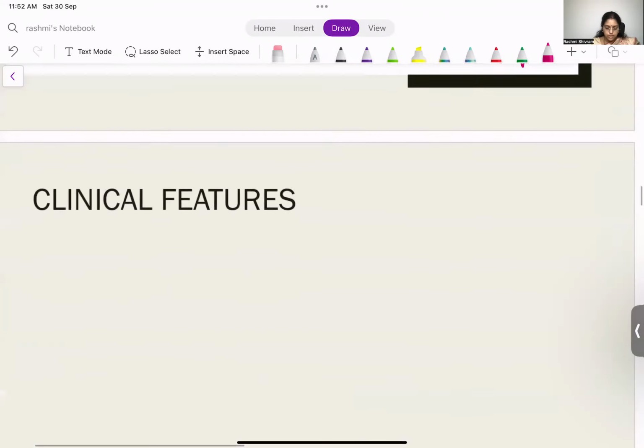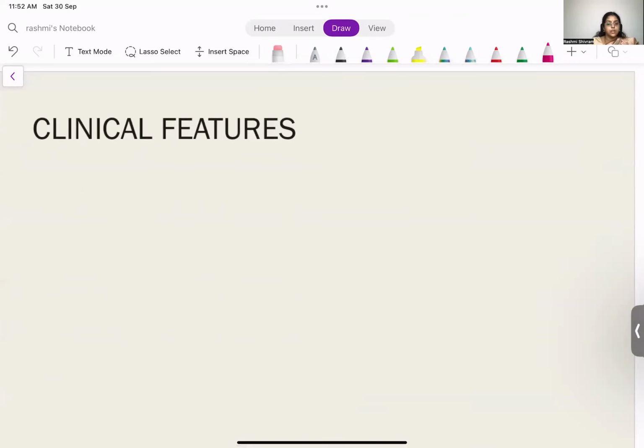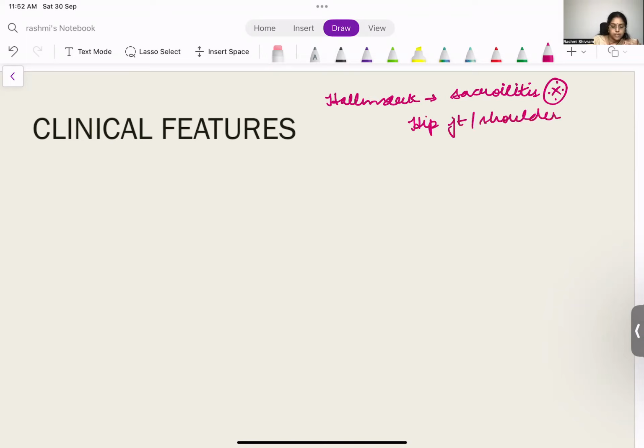Yes. So let us see what the clinical features are. I told you what the hallmark of the disease is. The hallmark is sacroiliitis. This is very, very important. Sacroiliitis is the most important. So what other joints are most commonly affected? The hip joint or the shoulder joint can also be affected in ankylosing spondylitis.